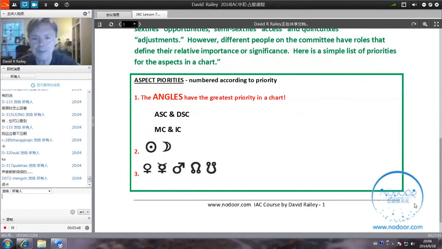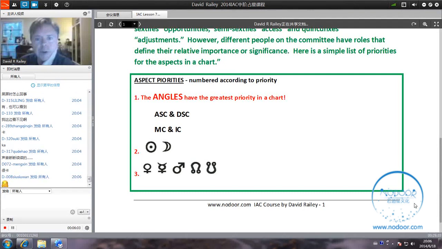Okay. Number 1, and this is so important, the angles have the greatest priority in a chart.